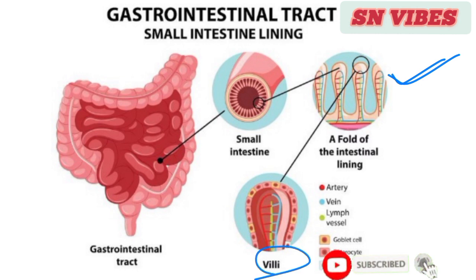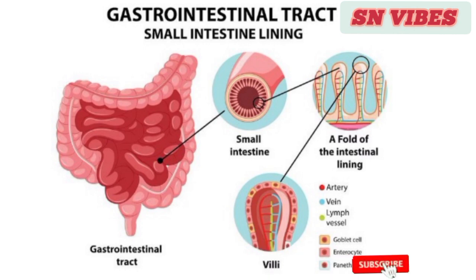These are called villi, with the presence of blood vessels, where after the digestion that occurred in the small intestine, the digested food nutrition is absorbed with the help of blood vessels in these villi, and later it is transmitted throughout the body. So these are the hair-like structures seen on the inner surface of the small intestine.